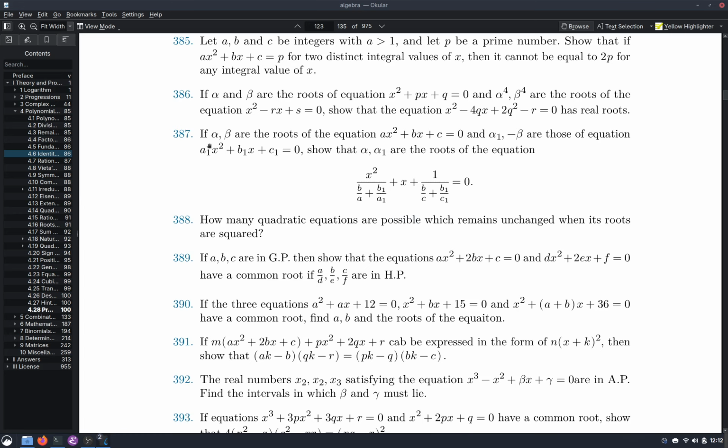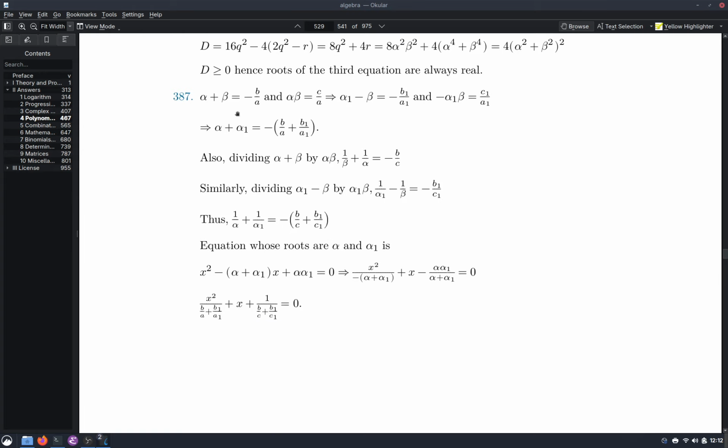Question 387 says that if alpha, beta are the roots of the equation ax square plus bx plus c is equal to 0, alpha 1 and minus beta are those of the equation a1x square plus b1x plus c1 is equal to 0, show that alpha, alpha 1 are the roots of the equation x square by (b by a plus b1 by a1) plus x plus 1 by (b by c plus b1 by c1) is equal to 0.